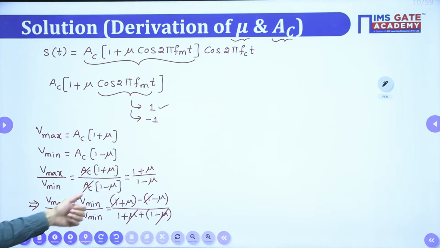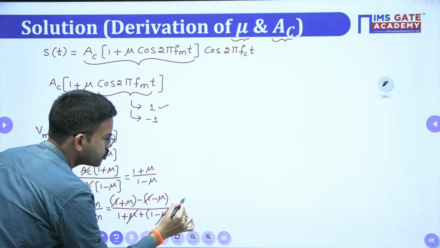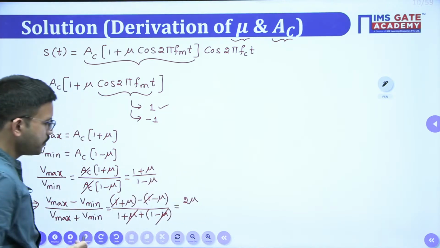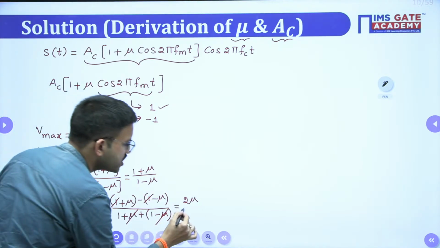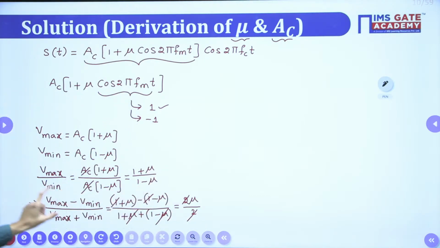Okay, so what are you getting here? Plus mu minus of minus, that means plus. So 2 times mu you are getting in the numerator, and in the denominator you have 1 plus 1, which is nothing but 2. So 2 will get cancelled. Finally, you are getting the modulation index, which is nothing but this entire equation.